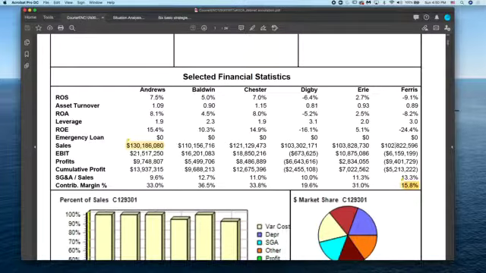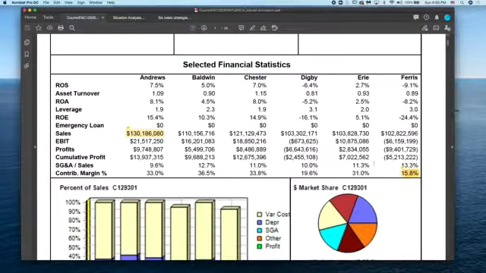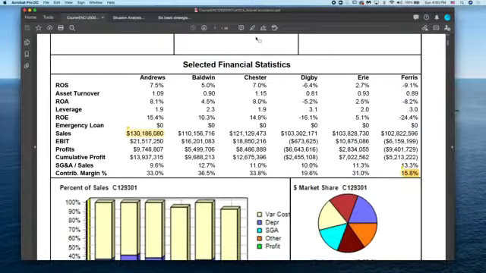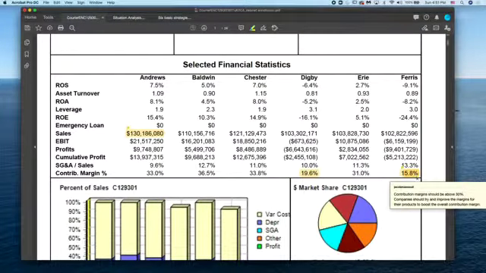So the other thing that I want to just comment on this page that I have highlighted here is the contribution margin. So these are good for Andrews, Baldwin, Chester, and Erie. You want those to be above 30%. Okay? Now, Digby and Ferris both have some work to do. I'm going to highlight Digby here. They were only at 19.6%, and Ferris is at 15.8%. So those can definitely be improved.